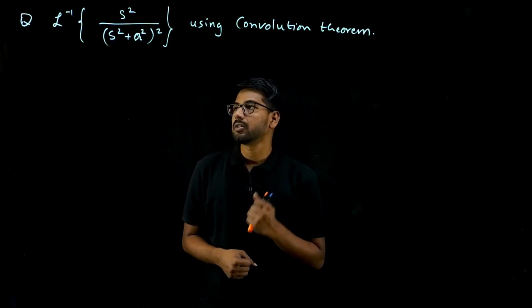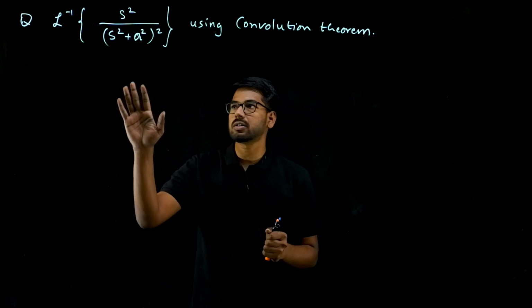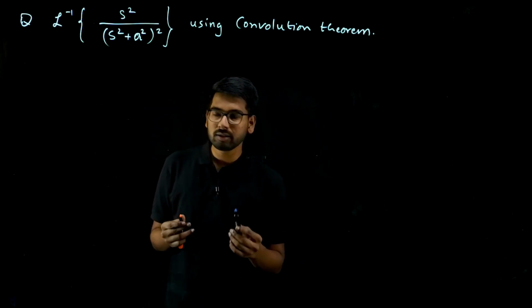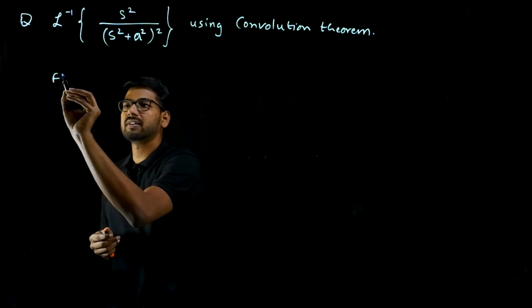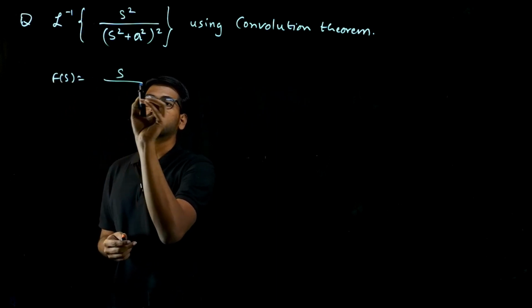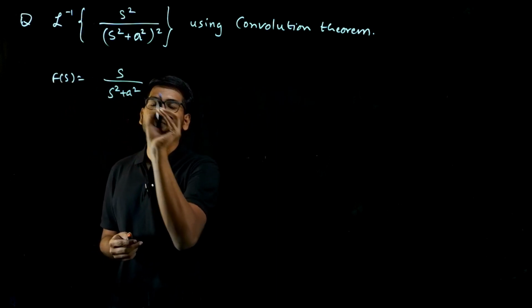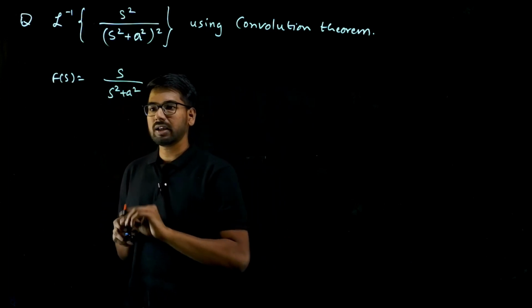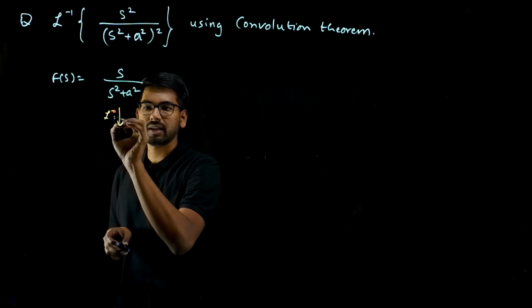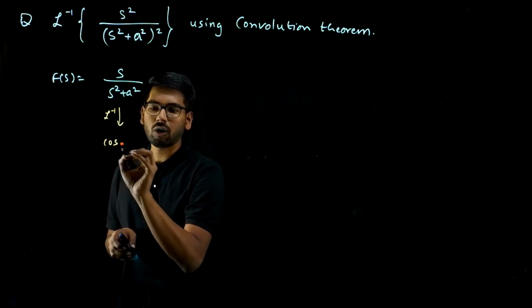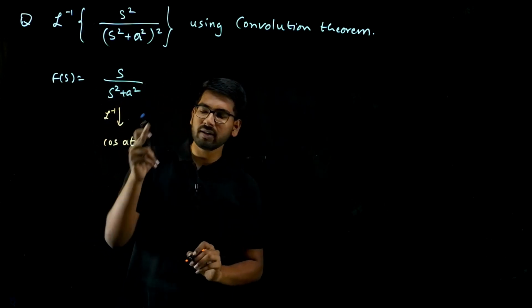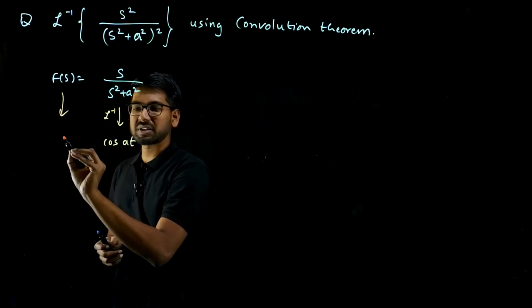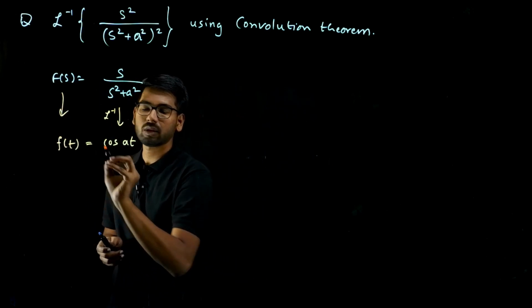Okay. So the question is to find the Laplace inverse of this function using the convolution theorem. If we had a function like F(s) = s over s squared plus a squared, what is the inverse Laplace transform of this function? I know that L inverse of s over s squared plus a squared is cos at. And the inverse Laplace transform of F(s) is f(t).